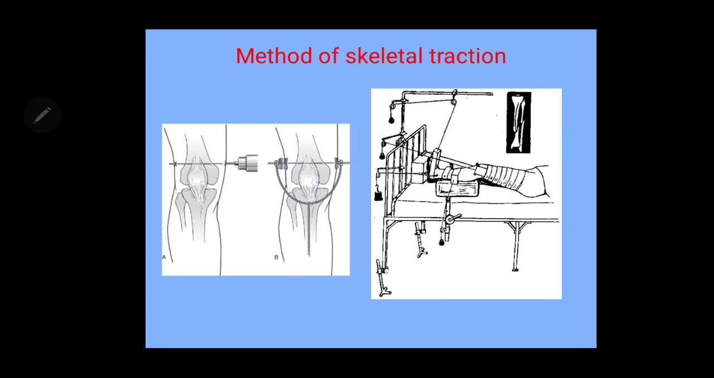The technique is the same as for the upper extremity. The only thing you should remember is that for the supracondylar area and for the tibial tuberosity, you are inserting the K-wire from the lateral side. When you apply skeletal traction through the calcaneus, you are inserting the K-wire from the medial side.